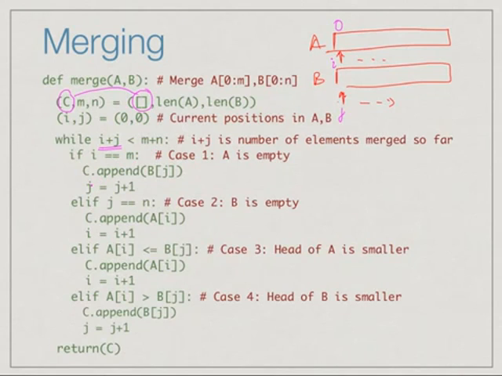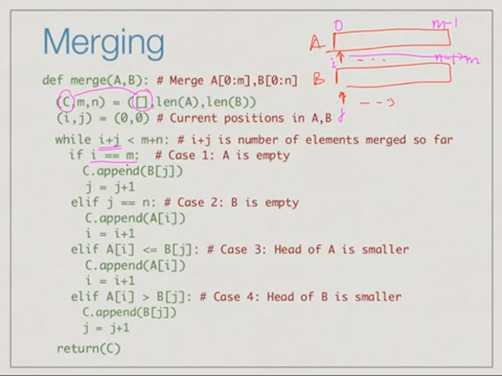So the first two cases are where one of the two lists is empty. Either we have reached the end of A, so i has actually reached m. Remember, the indices go from 0 to m minus 1 and 0 to n minus 1. So if i has actually gone to m, that means that we have exhausted the elements in A. So we append the next element in B and we keep going by incrementing the index in B. Similarly, if we have reached the end of B, we append the next element of A and we go back. Now remember that at this point, because i plus j is less than m plus n, if we have finished m elements but m plus n has not been reached, there must be some element in B.